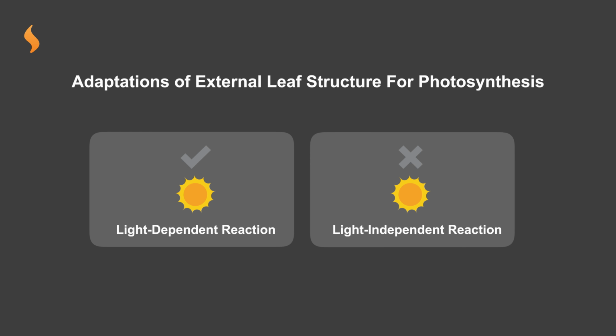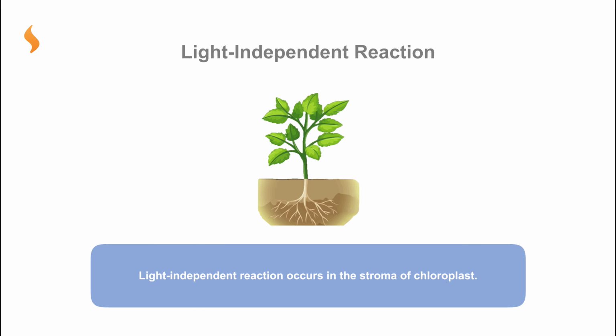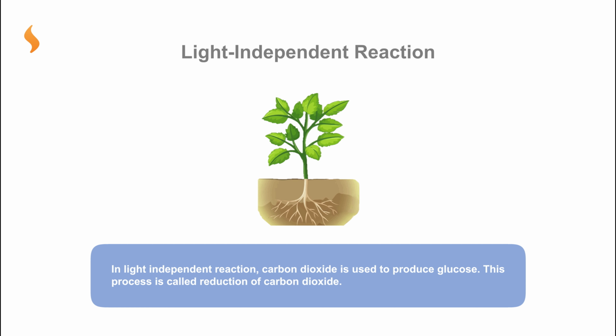Now, we will look into light-independent reaction. Light-independent reaction occurs in the stroma of chloroplast. In light-independent reaction, carbon dioxide is used to produce glucose. This process is called reduction of carbon dioxide.